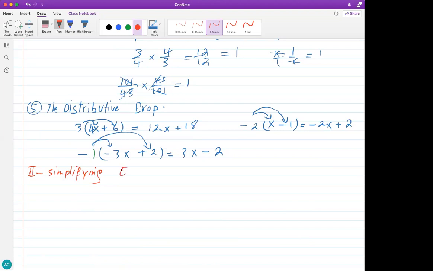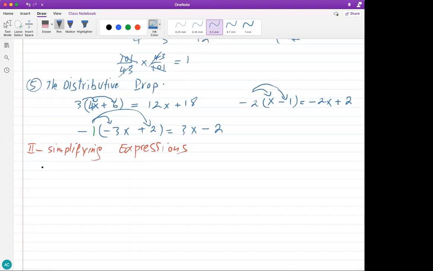Simplifying expressions. Before we work with expressions, let's first define them, see what they are. This is an algebra class. The reason why we call it algebra is because it has algebraic expressions. We're going to be dealing with a lot of algebraic expressions throughout this course, so we need to understand what an algebraic expression is.